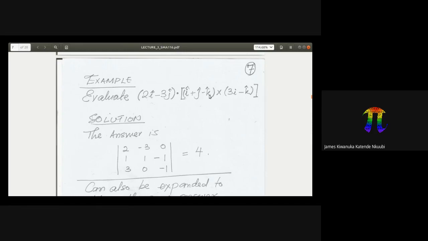Second vector is 1, 1, minus 1. That's what appears in the second row. The third vector here does not have J, so the J component is just 0. So we'll have 3, 0, and negative 1. Remember, we must order them: the component of I first, followed by that of J, followed by that of K. So here you must put the 0 component for J. And you'll have a third row, 3, 0, negative 1. Now the determinant of this is equal to 4.